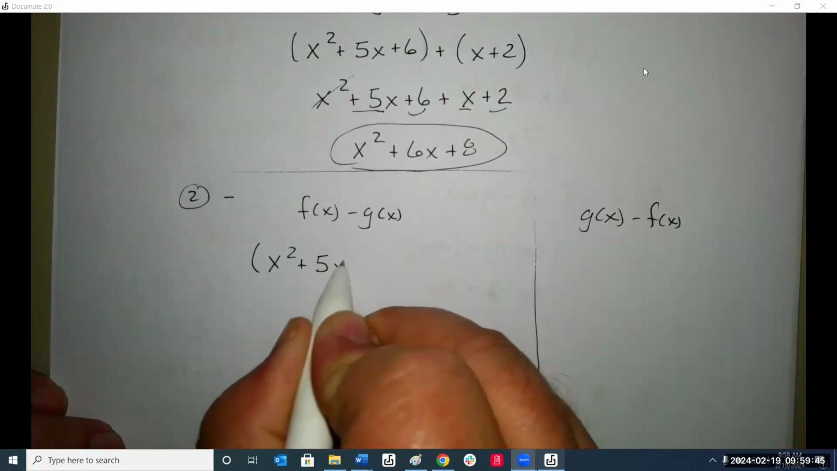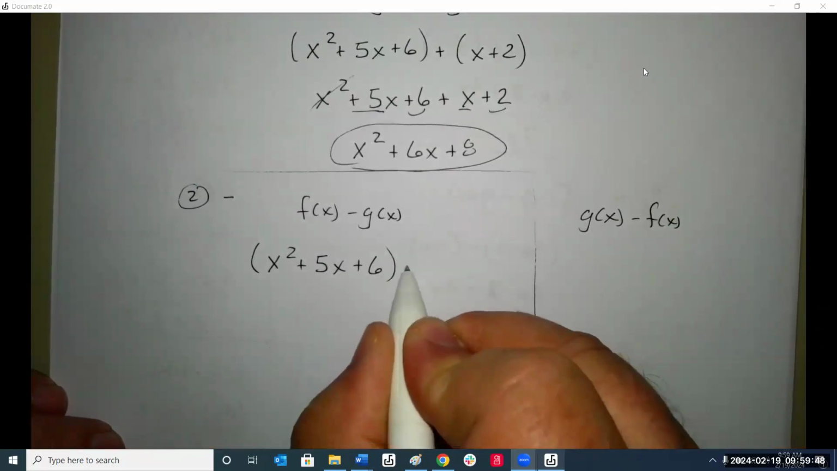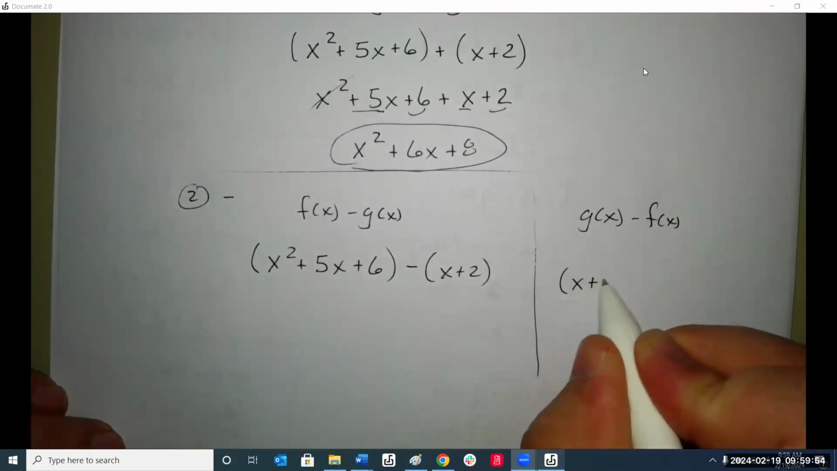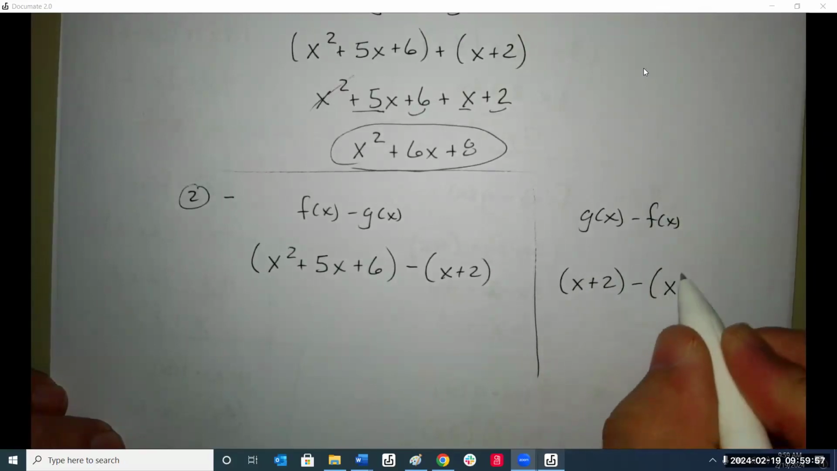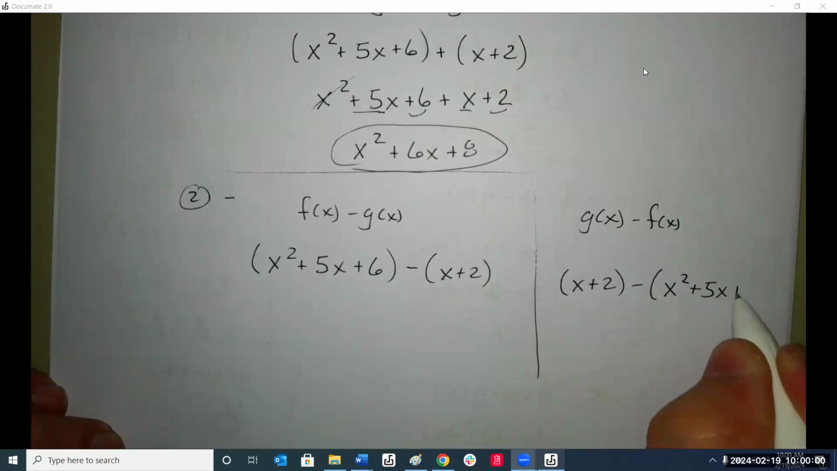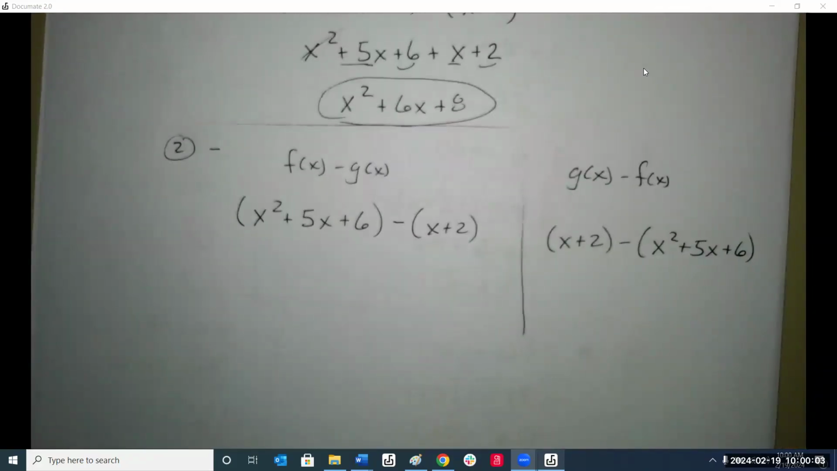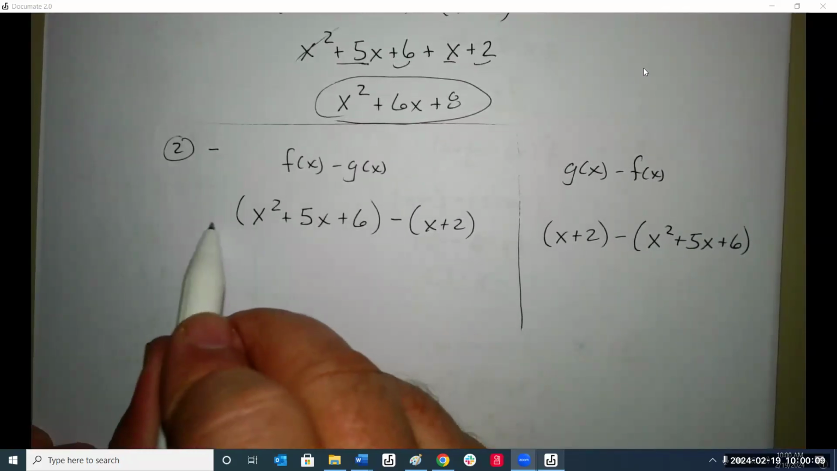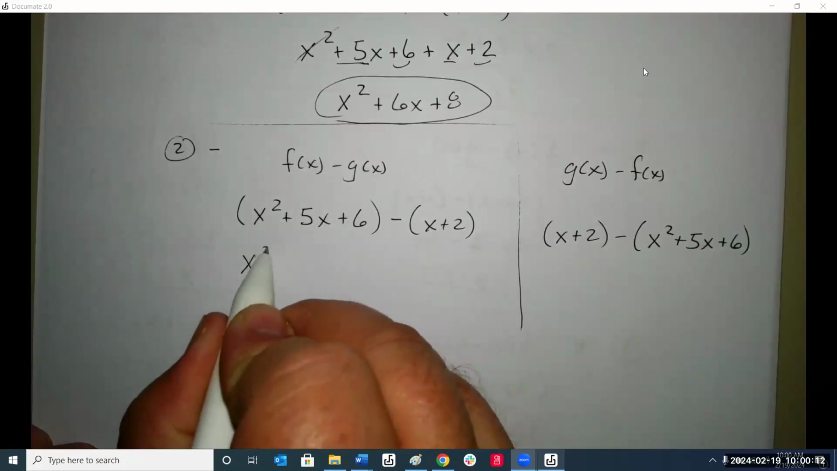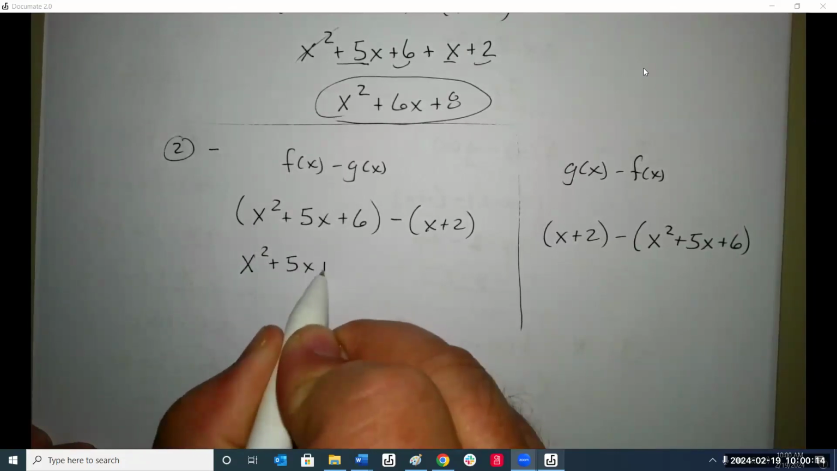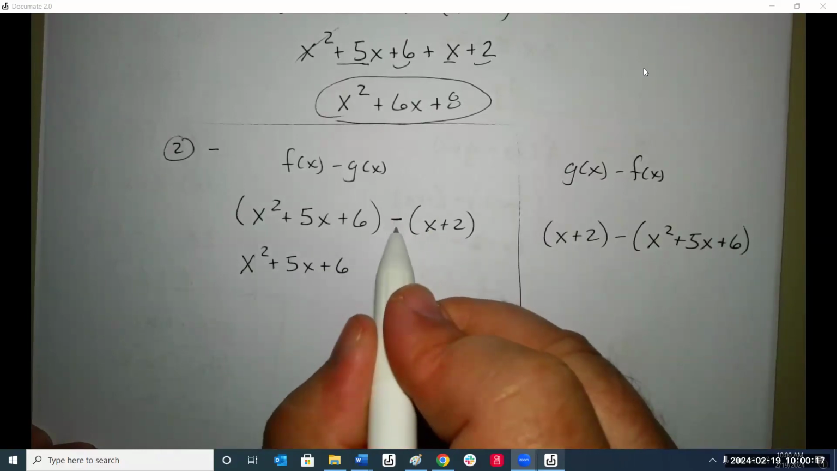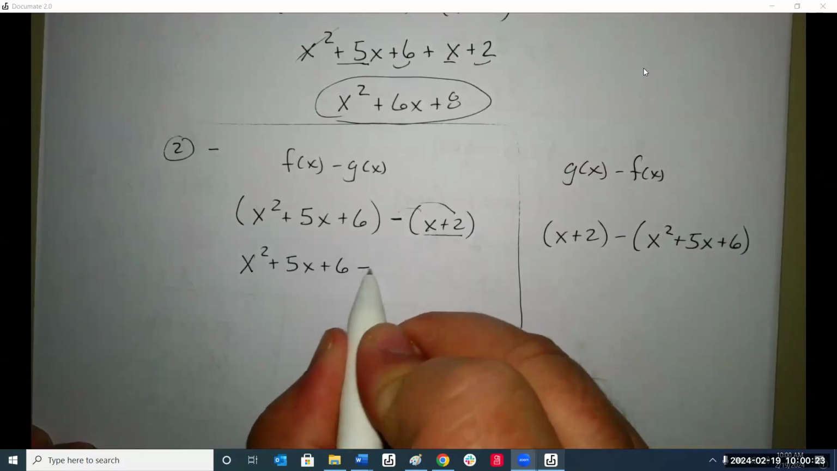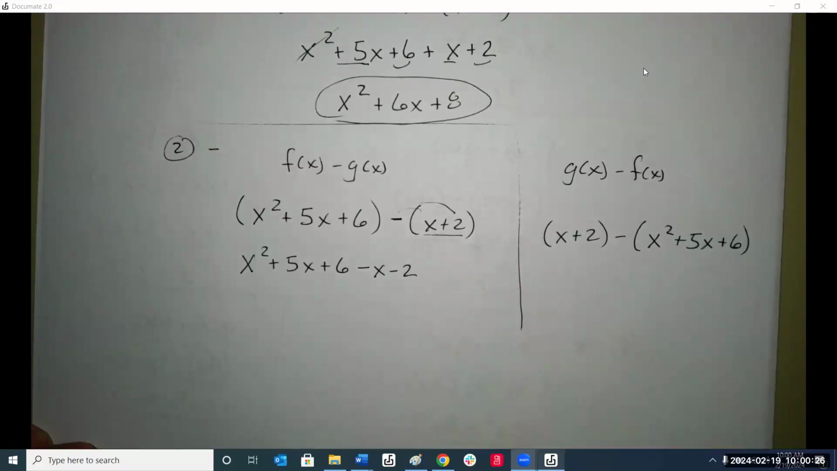x squared plus 5x plus 6 minus x plus 2. x plus 2 minus x squared plus 5x plus 6. All right, so let's get this. We don't need anything in the first one, so we drop the parentheses. The second one, since it has a negative, I've got to distribute it inside there. So it just changes everybody's sign. So it becomes a negative x, makes it a negative 2.